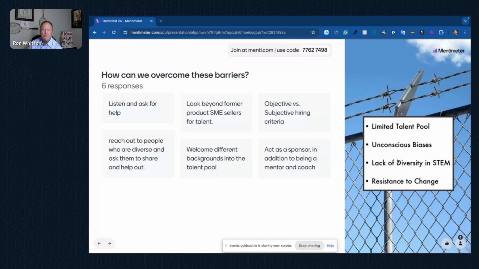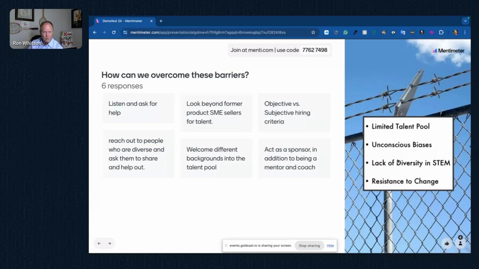Act as a sponsor in addition to being a mentor and a coach. Yeah, that's really interesting. So these ideas of, what does it mean to mentor someone? What does it mean to coach someone? But then what does it really mean to sponsor someone? And I see those as like increasing levels of responsibility and action that you're taking. So that's a great one.